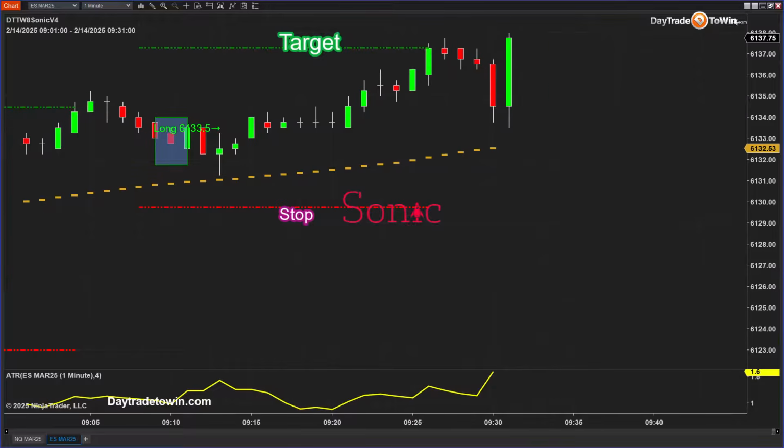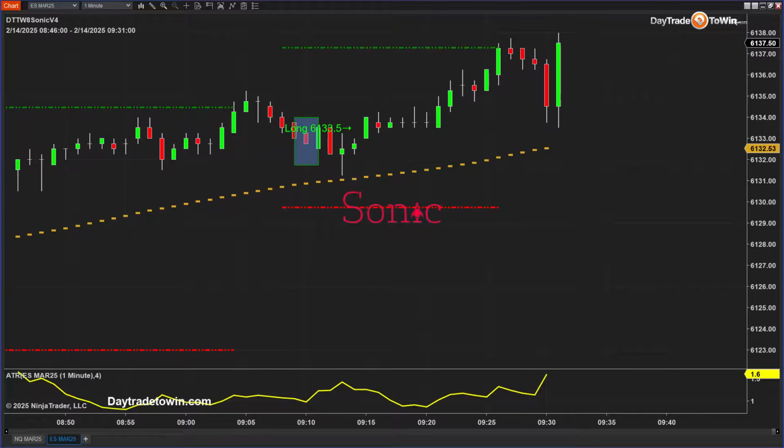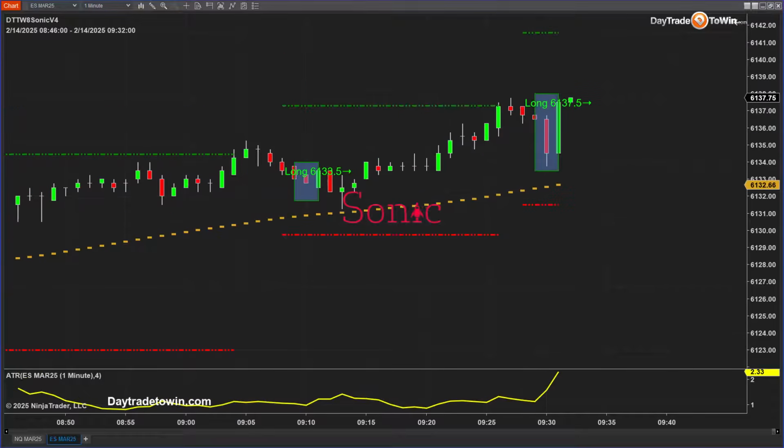Now let's switch gears and take a look at today. This is this morning. Today is February 14th, so I just recorded this about 10-15 minutes ago, and it's live, as you can see. The targets are much larger and the stops are actually the same. So the targets are larger, the stops are the same. So I'm going to look at the next signal.